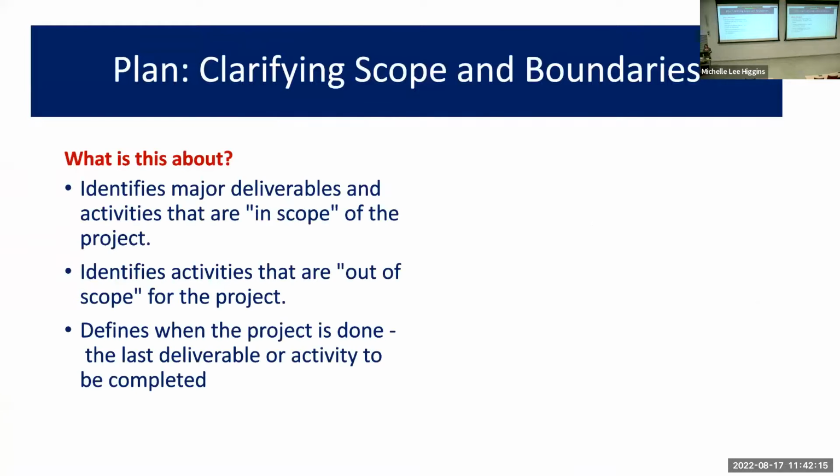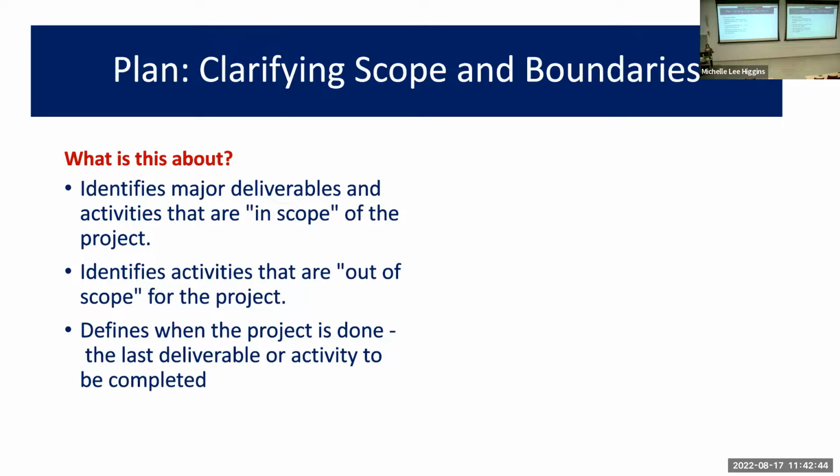So scope and boundaries identifies major deliverables that are in scope of the project. And usually when I work with a team, we put a big list and just keep adding what exactly are the activities and the deliverables of this project. What's not in this project? A lot of team members come with hopes and dreams about things that are connected to the project. It's not in the scope of the project. There's no resources that support that.